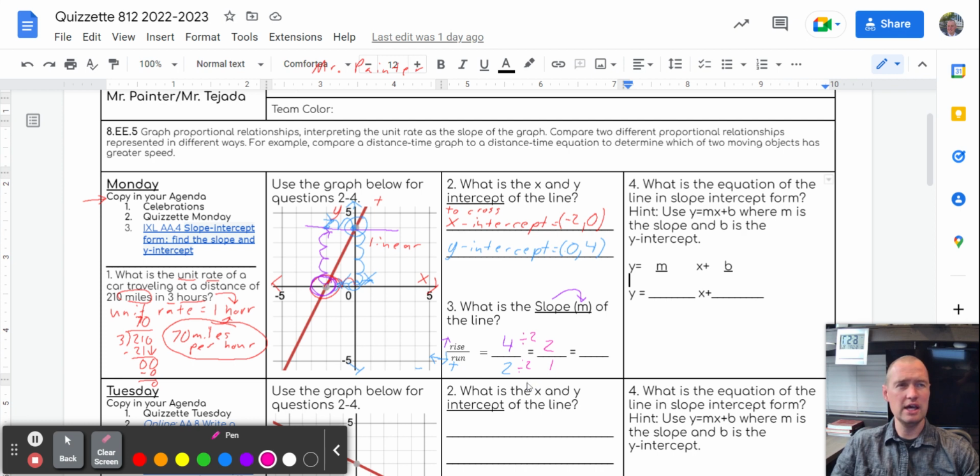Now, try to think, can you simplify 2 over 1 any further? You're probably thinking, why, yes, Mr. Painter, actually we can. 2 divided by 1 is equal to a whole number of 2. So a slope can be a whole number. 4 over 2 is equivalent to 2 over 1, and 2 over 1 is also equivalent to the whole number 2. So our slope is 2.